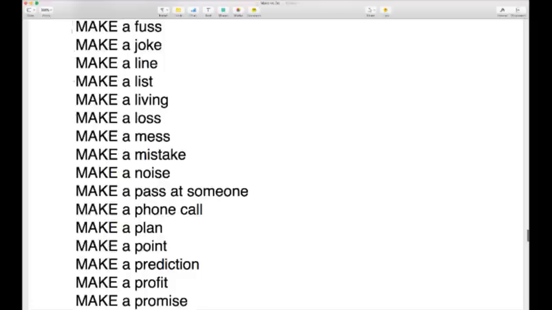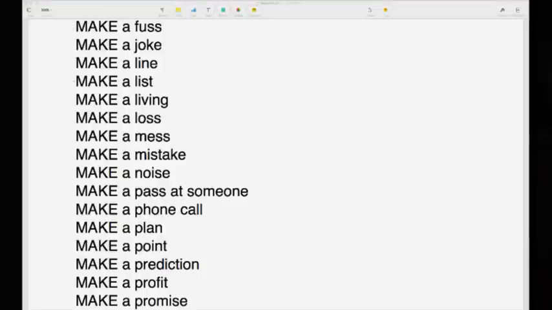Make a fuss. To make a fuss means to be dramatic about something, to make something bigger than it is. So suddenly a fly buzzes in my face and I'm like, oh, it's a fly in my face. I don't like flies. And maybe I start crying, or I'm like, has the fly gone? Has it gone? I hate flies. I'm making a fuss.